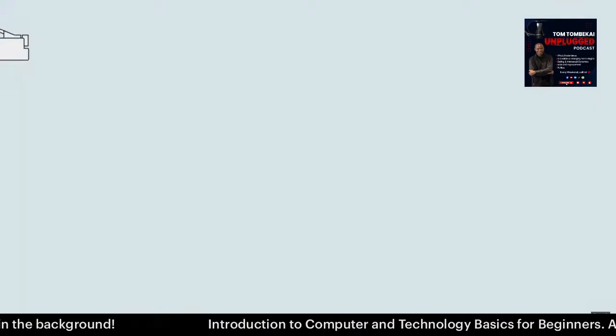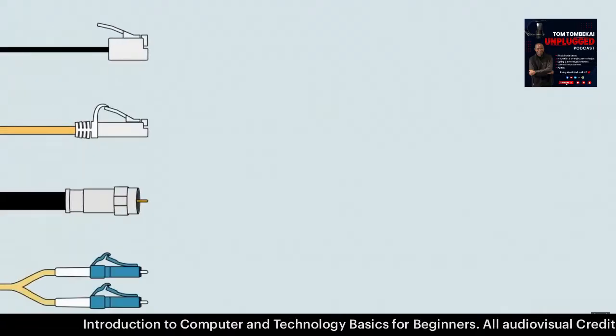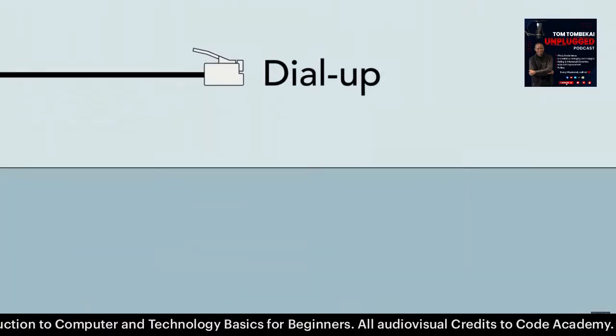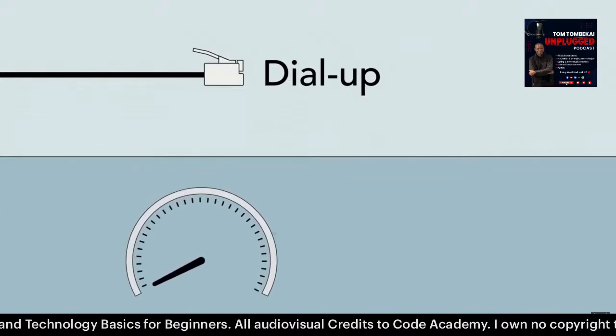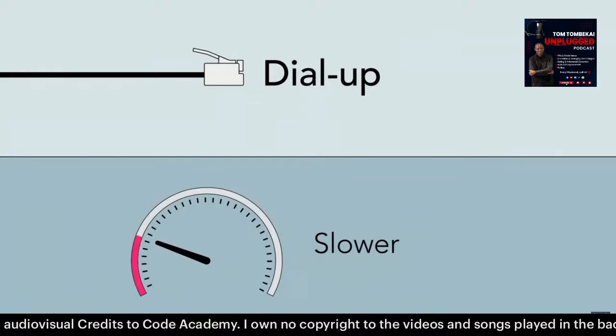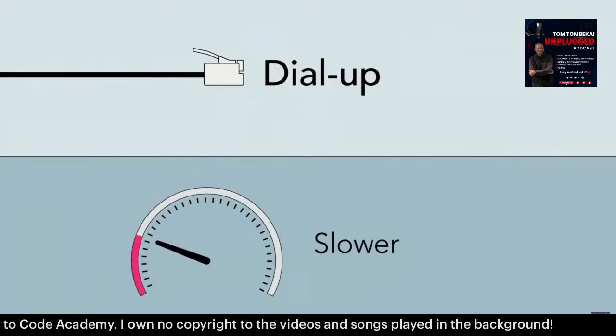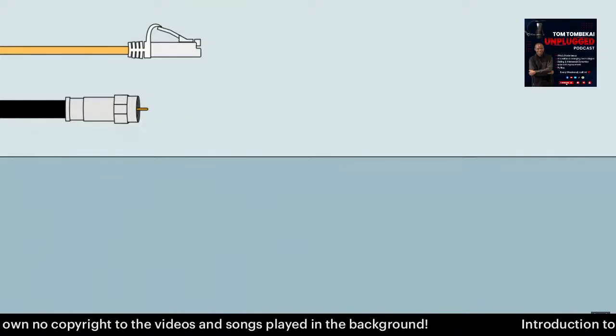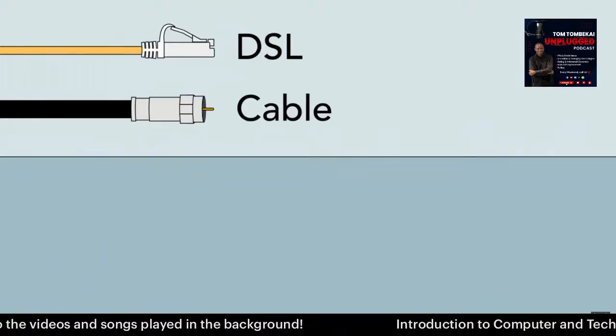Let's look at a few different types of internet connections that you can have. Dial-up connects to your phone line. It's usually much slower than other types of internet connections, but in some areas it may be the only option available. Generally, DSL and cable are better options.